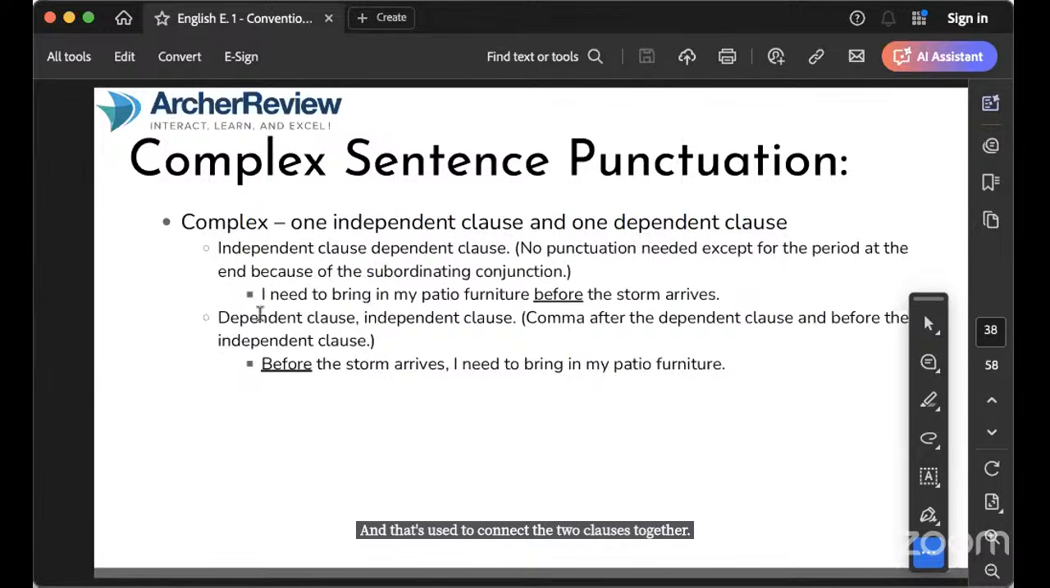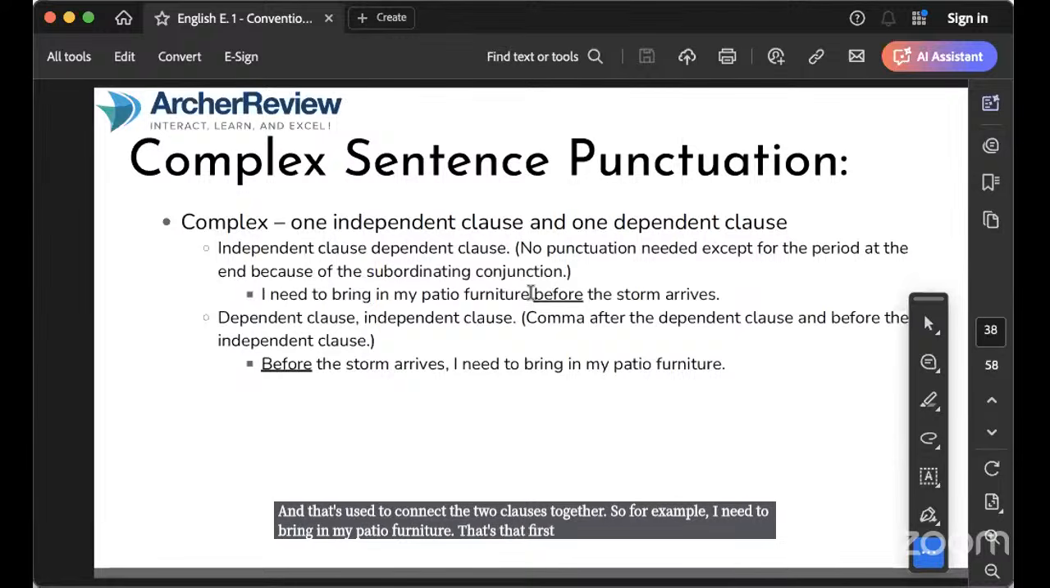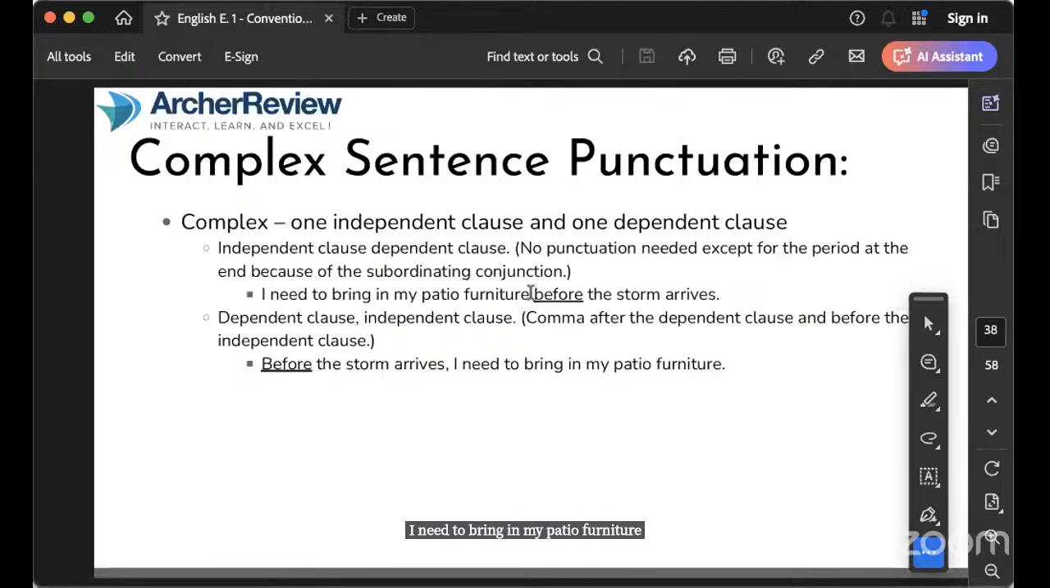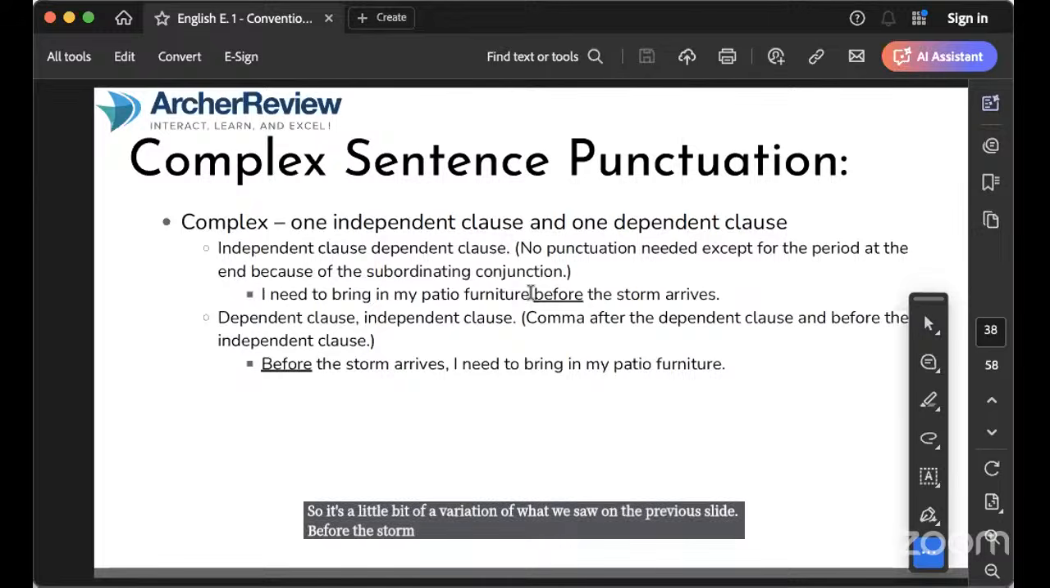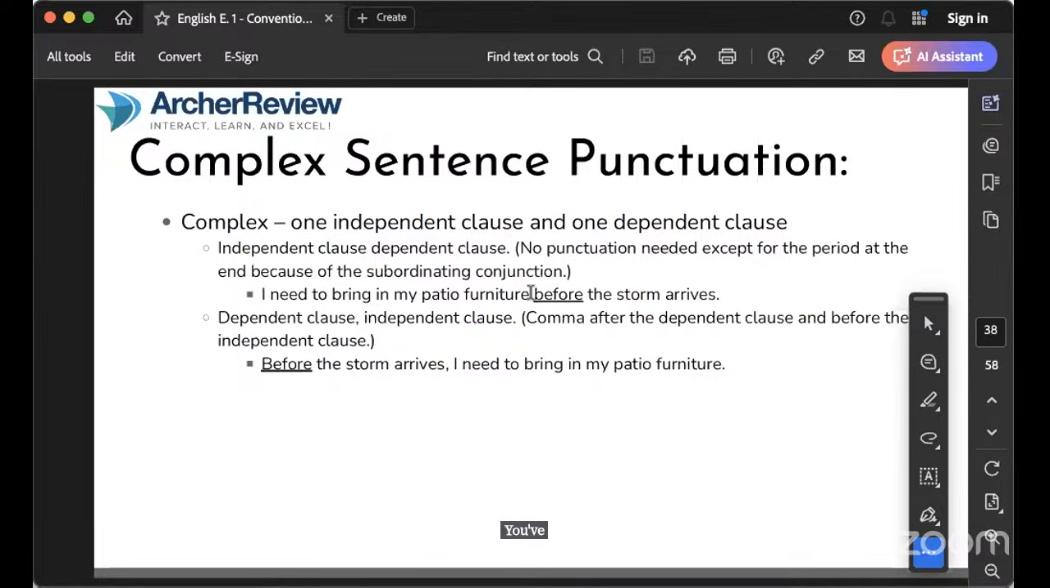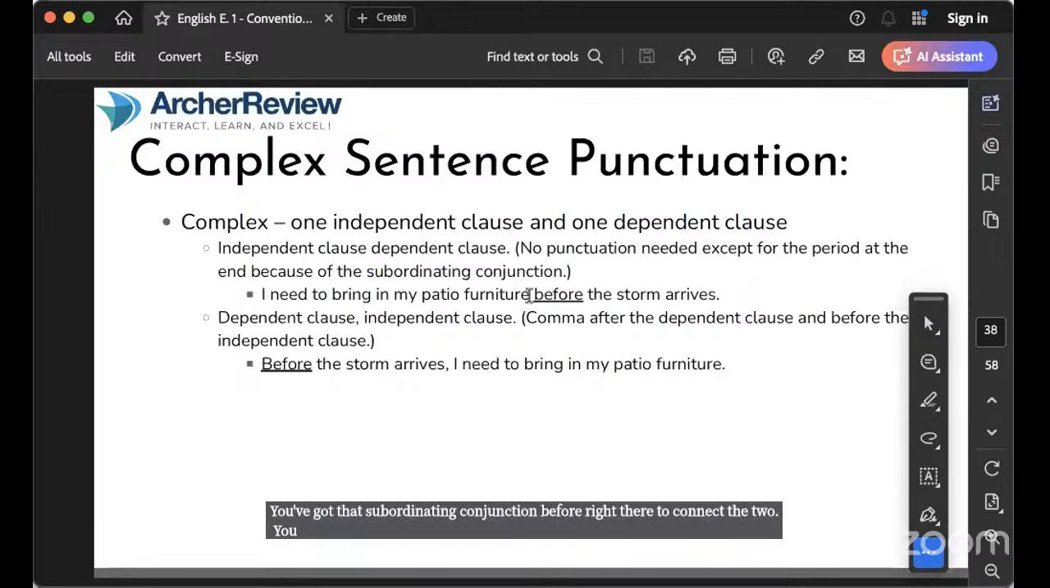So, for example, I need to bring in my patio furniture. That's that first clause. It's an independent clause. The second clause is before the storm arrives. So, it's a little bit of a variation of what we saw on the previous slide. Before the storm arrives is a dependent clause. Since the independent clause came first, you've got that subordinating conjunction before right there to connect the 2. You don't have to put any punctuation right here. You just put the period at the end of the sentence.